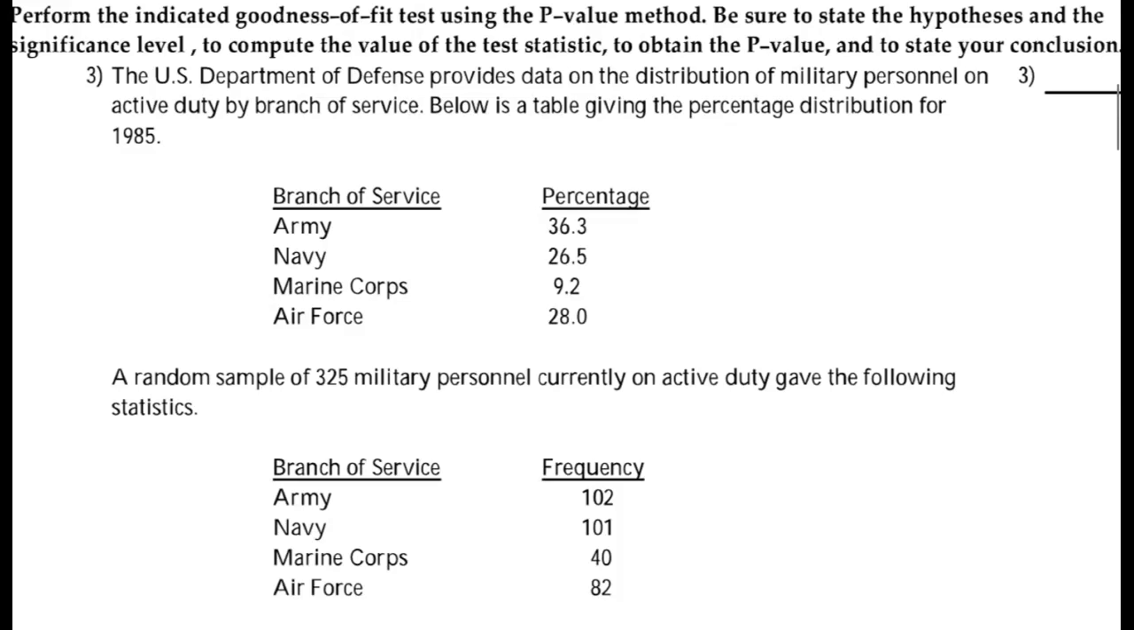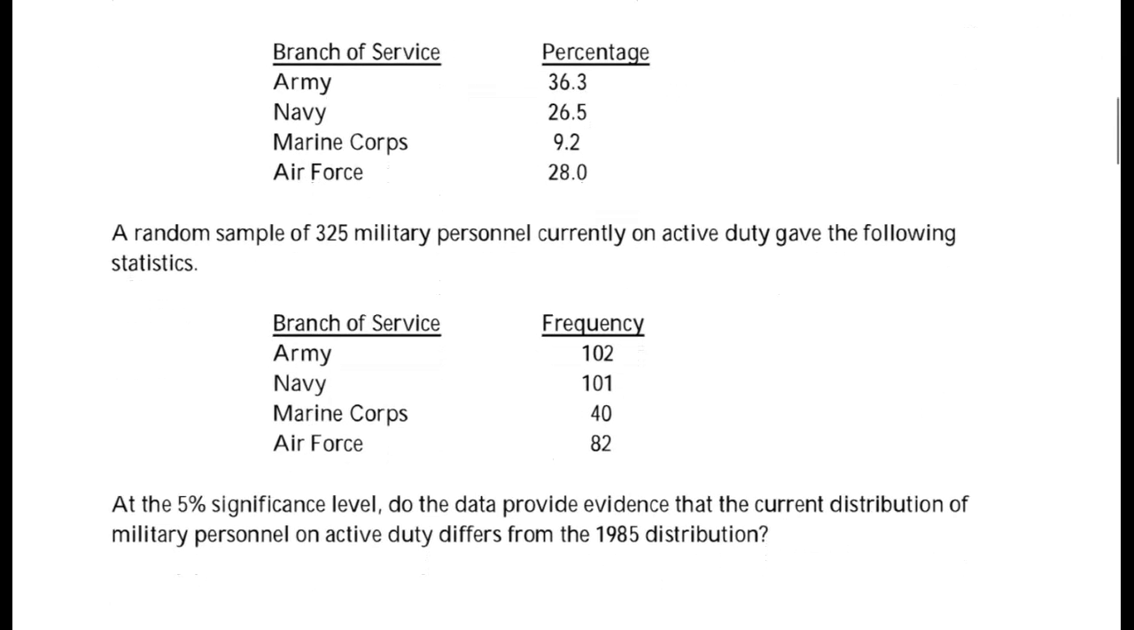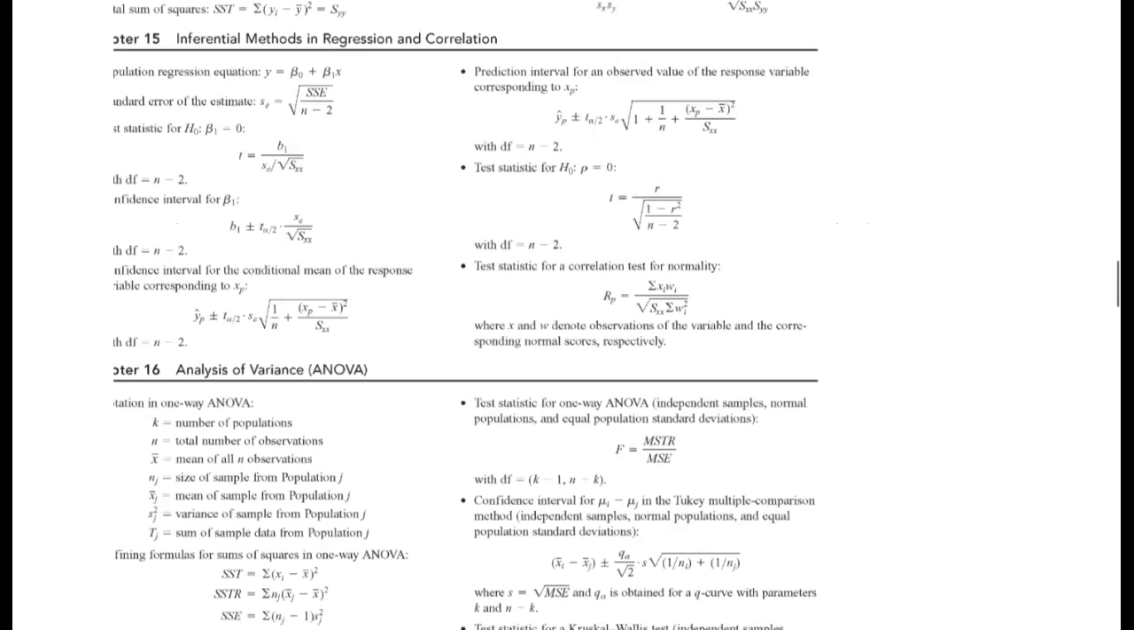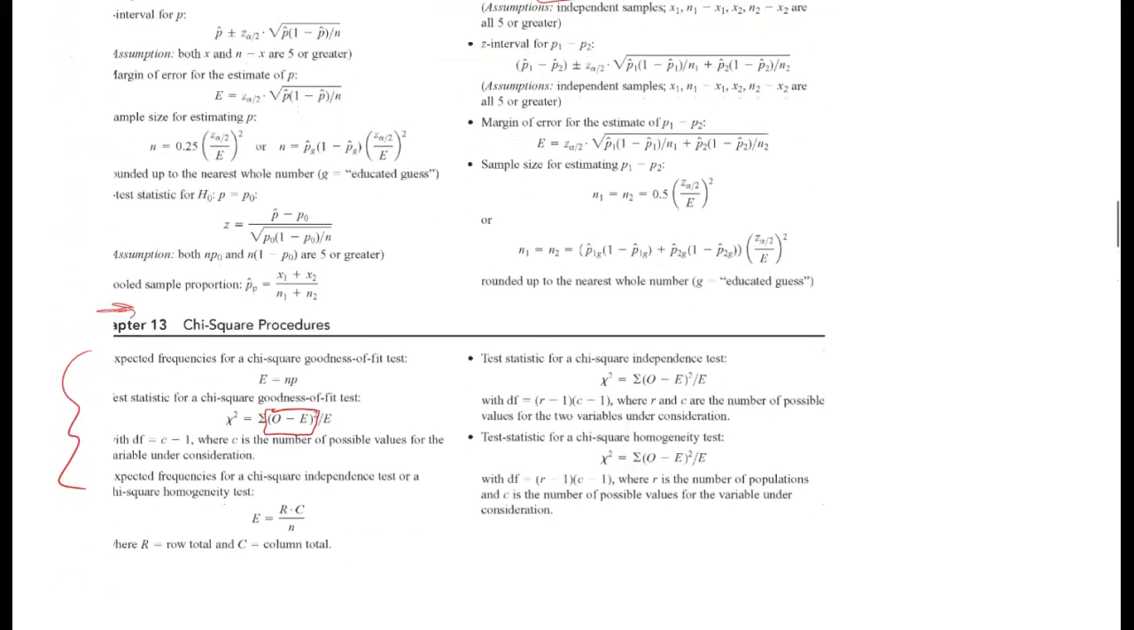So how do you know? Here we're given two distributions. The U.S. Department of Defense provides data on the military personnel for 1985, and then a sample of 325 military personnel currently on active duty. And here we have, from that sample, how many were Army, Navy, Marine Corps, and Air Force. So again, two distributions is always the goodness of fit problem. So what does that mean? Go to your formula sheet. We're doing a chi-square procedure. Your goodness of fit is this first one, okay?